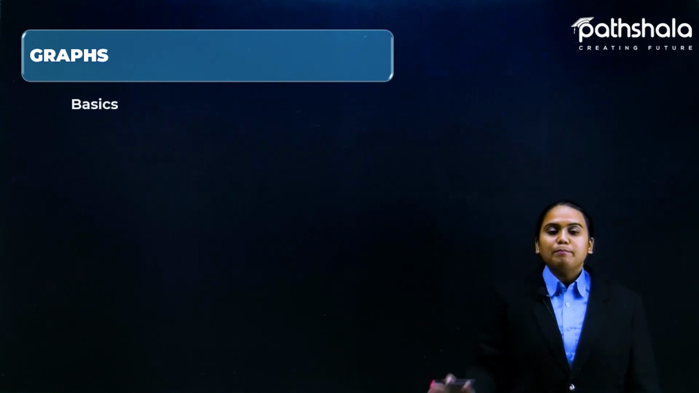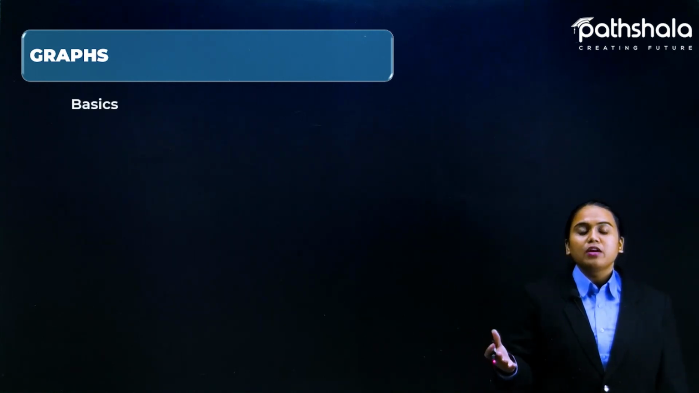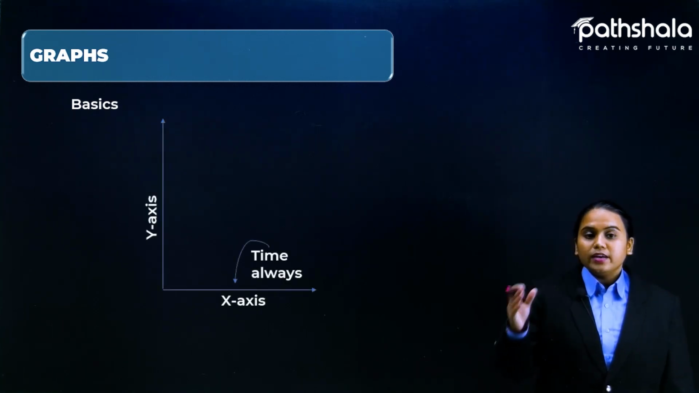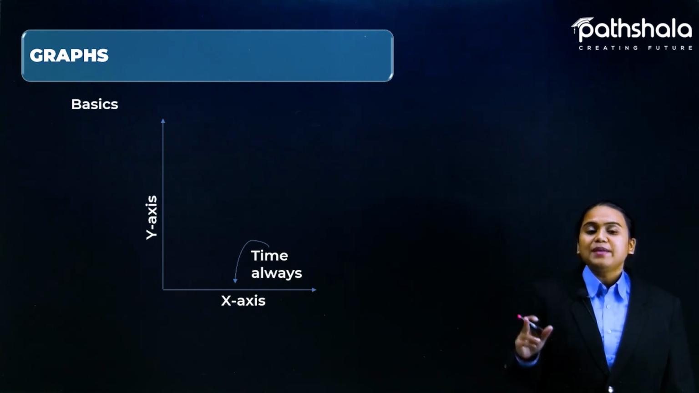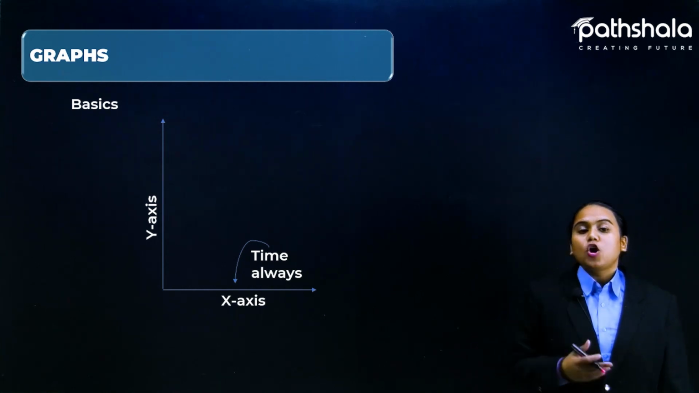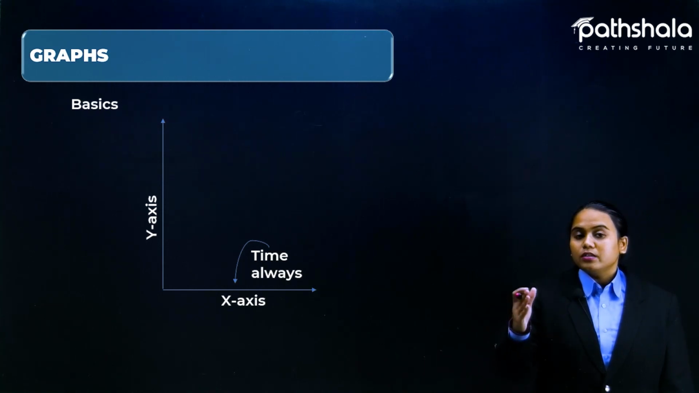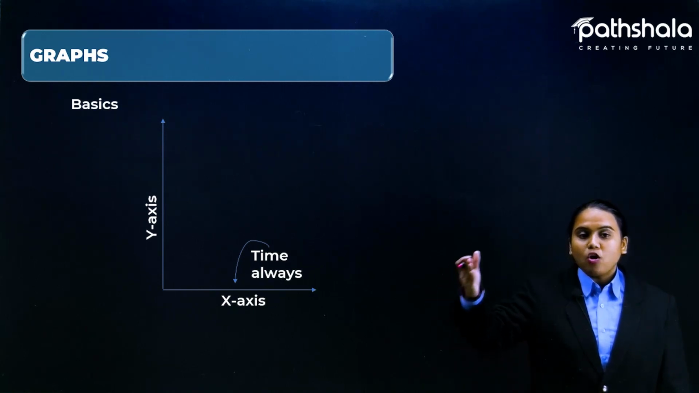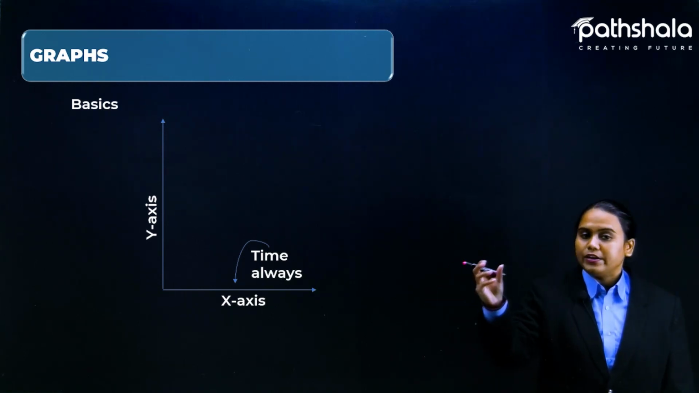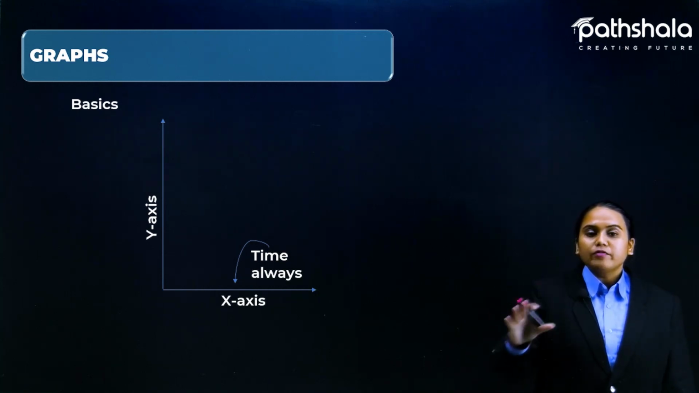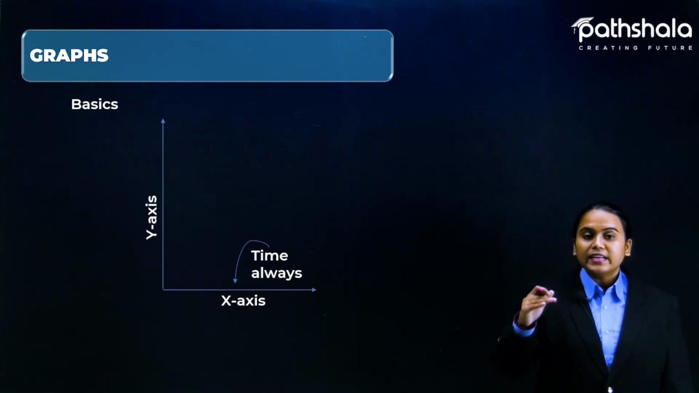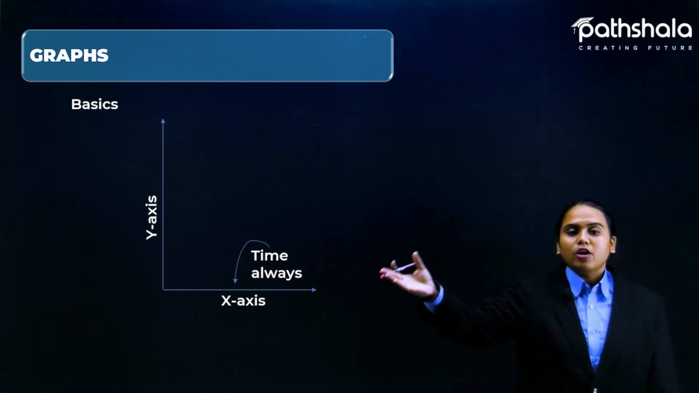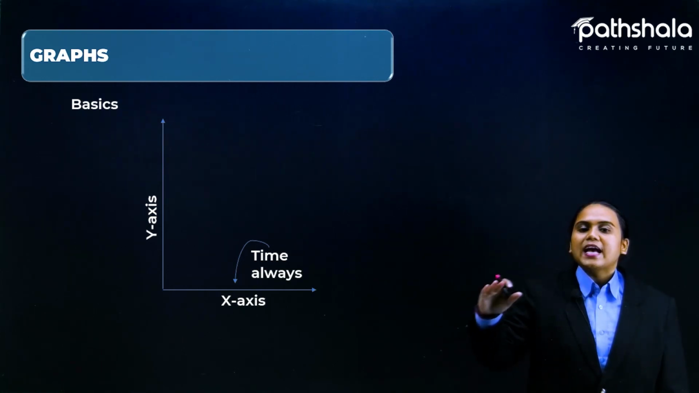Some basics for the graph that you need to know: the x-axis and y-axis should be taken, and time is always kept on the x-axis, because the time interval we are not going to change. Time is not in our control, so time will always keep changing with a particular interval. So whatever is not in our control and continuously changes with respect to itself only is a part of the x-axis. We are keeping it as a base.